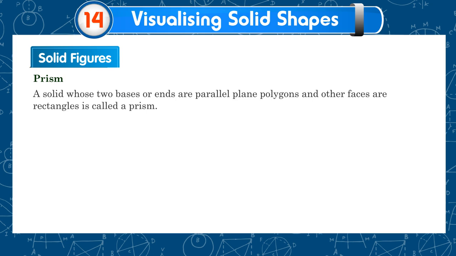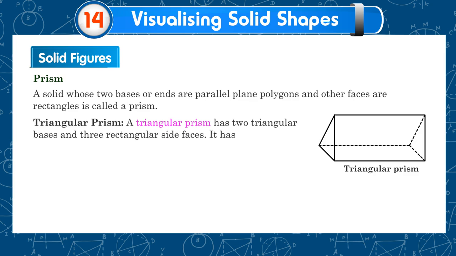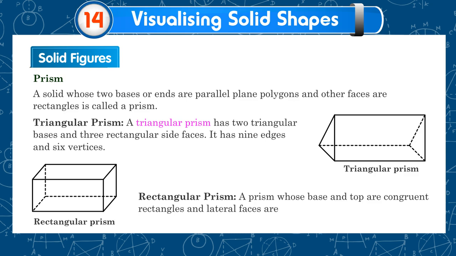Triangular prism. A triangular prism has 2 triangular bases and 3 rectangular side faces. It has 9 edges and 6 vertices. Rectangular prism. A prism whose base and top are congruent rectangles and lateral faces are rectangles is called a rectangular prism.